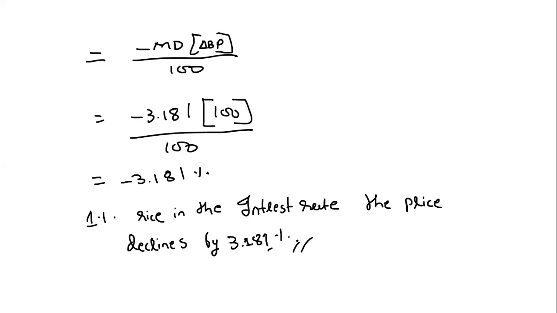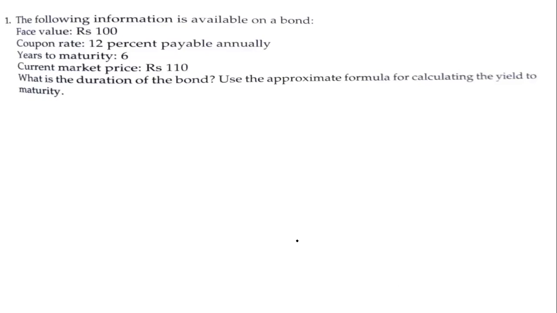So let's see some other problems. Here the following information is available on a bond. Face value is 100, coupon rate 12%, payable annually. Years to maturity is 6. Current price is given in this problem, so the current price is rupees 110.